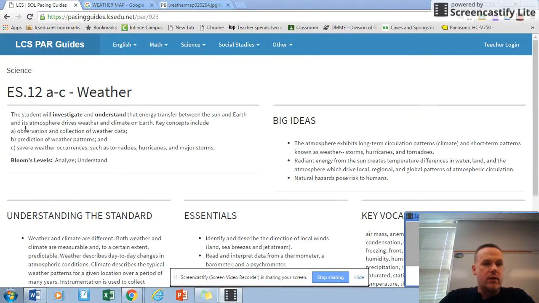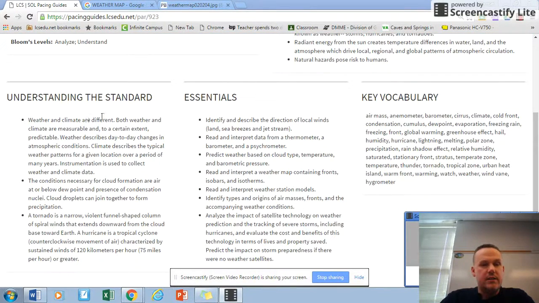You can see the SOLs right here: observation and collection of weather data, prediction of weather patterns, severe weather occurrences such as tornadoes, hurricanes, and major storms. And this is the essential understanding underneath here. Weather and climate are different. Weather basically happens on a day-to-day basis, whereas climate happens over thousands, maybe even millions of years. So that's what that's saying right there. That's the main difference between them.